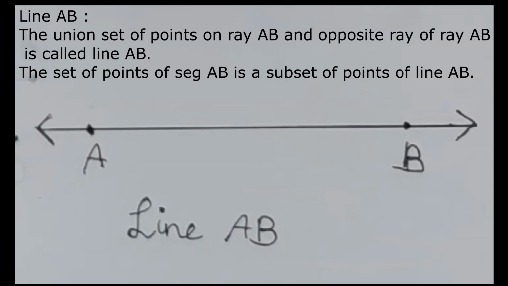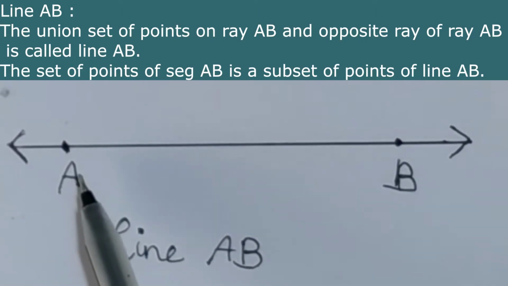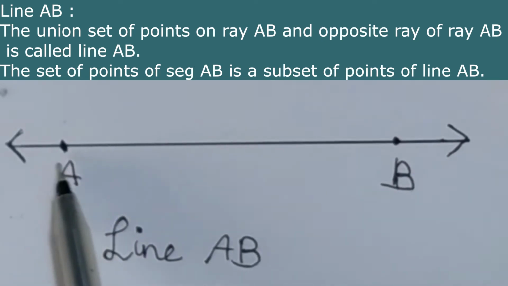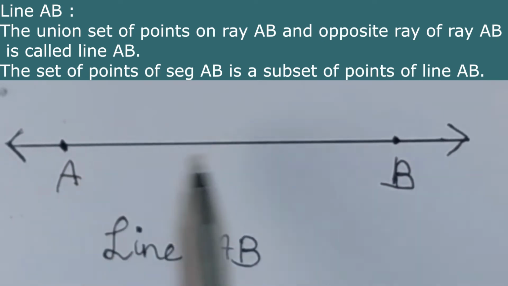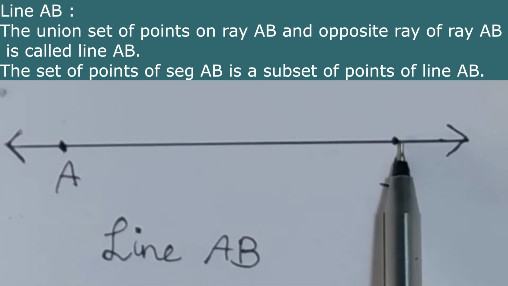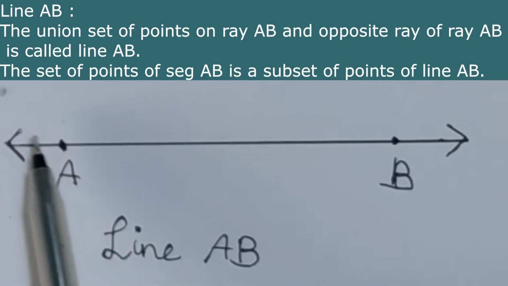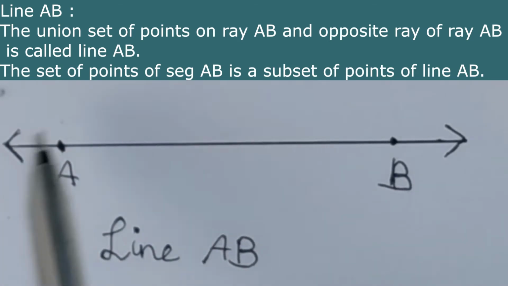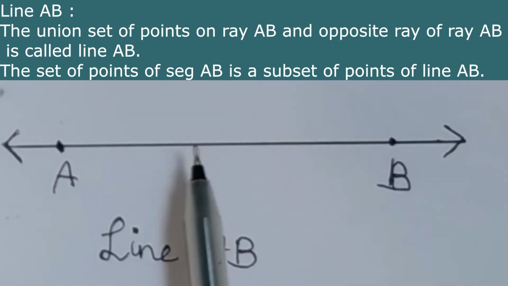The union set of points on ray AB and the opposite ray of ray AB is called line AB. The set of points of segment AB is a subset of points of line AB. What is a line? A line means the union set of ray AB and its opposite ray. What is the opposite ray? See, AB is this ray, and the opposite of this is, see, this side. Okay, if suppose I had any point here, this is the opposite of A. The union of all these points is called a line.